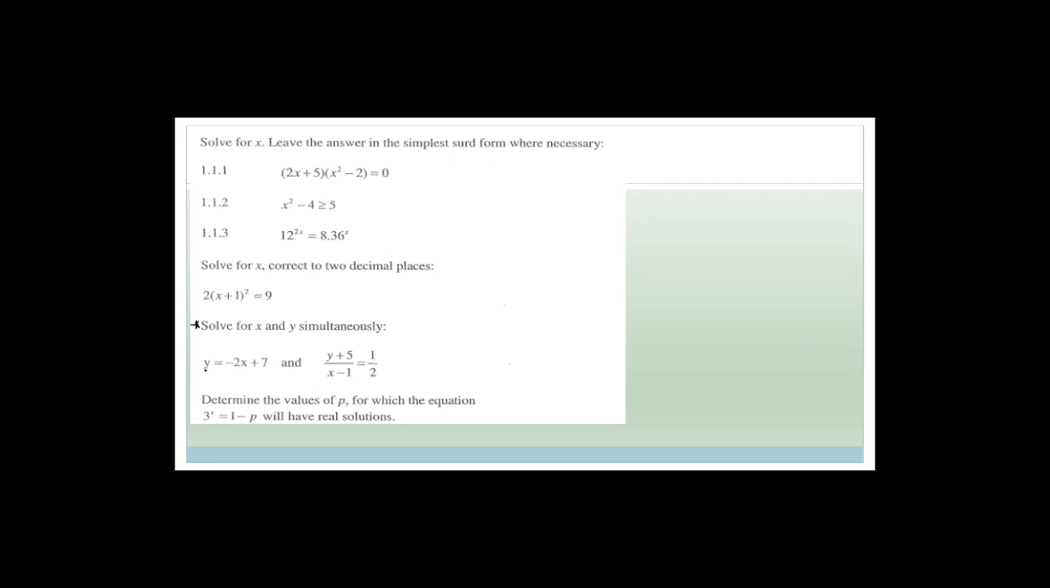Okay, let's just think about this. This is y is equal to minus 2x plus 7, so this has y as the subject of the formula. Let's see if there's any way we could get y to be the subject of the formula over here as well. So we've got (y plus 5) over (x minus 1) is equal to a half. Do you agree I could take this x minus 1 to the other side? I can multiply both sides by x minus 1.